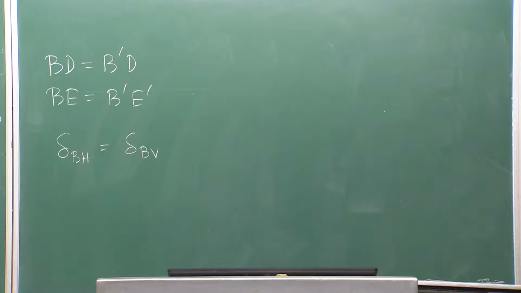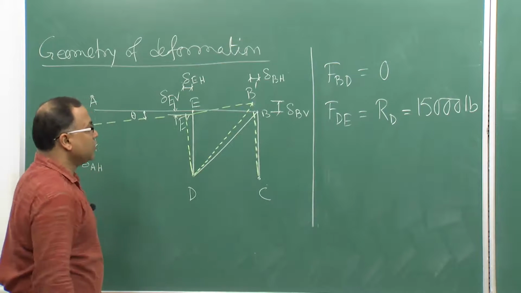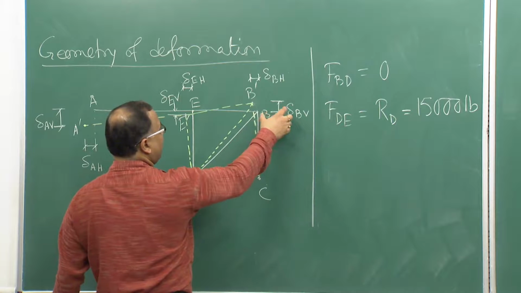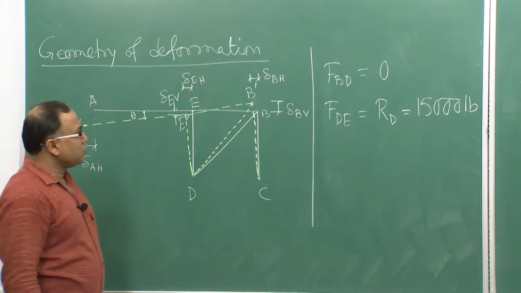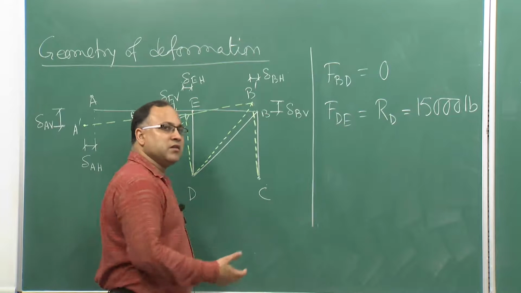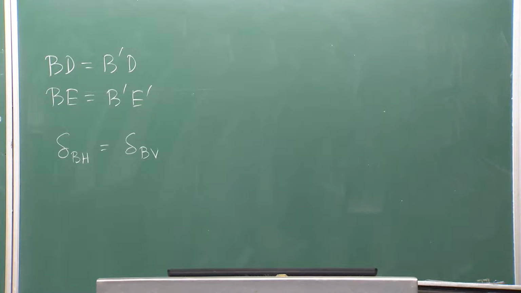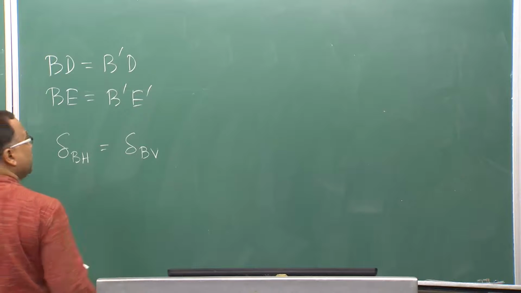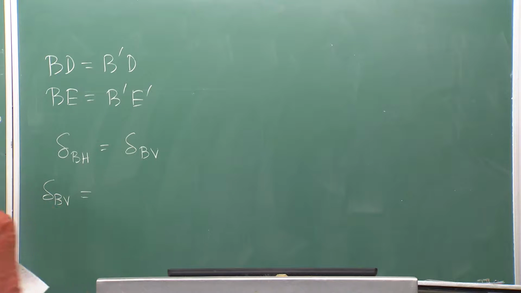So this circular rotation is happening. Whatever amount of vertical movement is happening at point B, the same amount of horizontal movement is happening at point B. So delta BV is equal to delta BH. Now, what is the value of delta BV? We need to calculate delta BV.